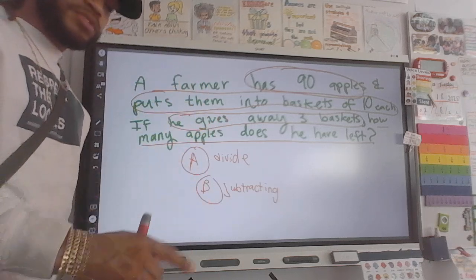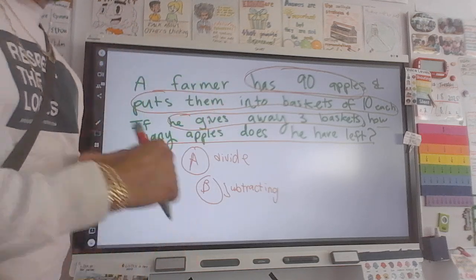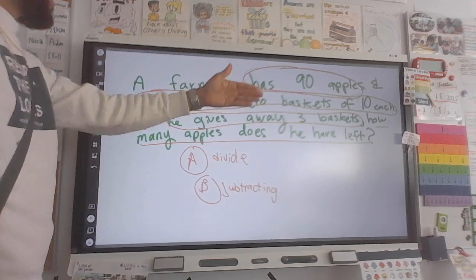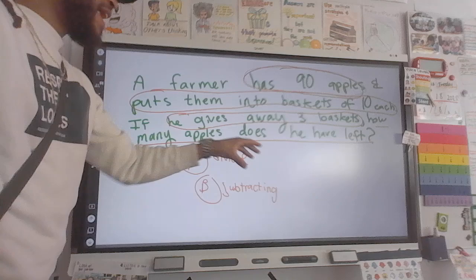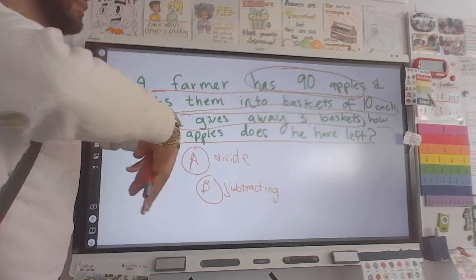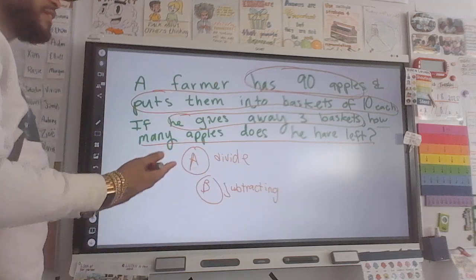Let me read it one more time just so I have a good grip. Third and final time before I get busy. A farmer has 90 apples and puts them into baskets of 10 each. If he gives away 3 baskets, how many apples does he have left?